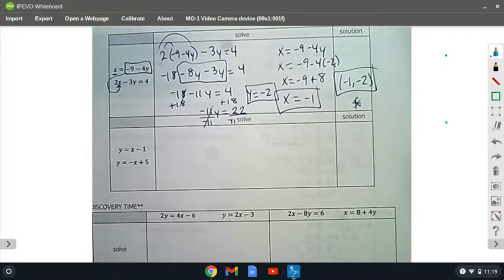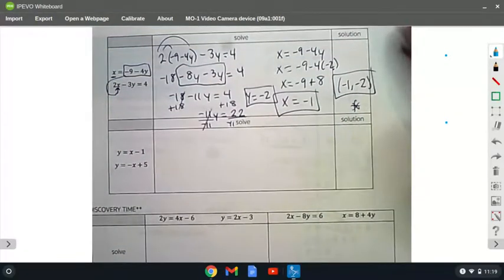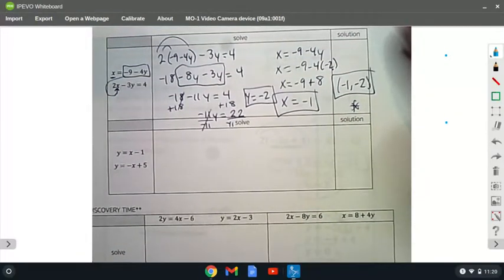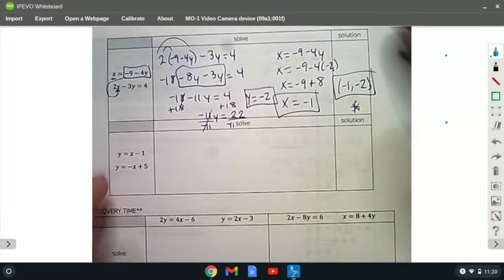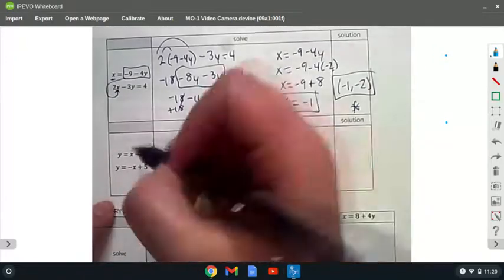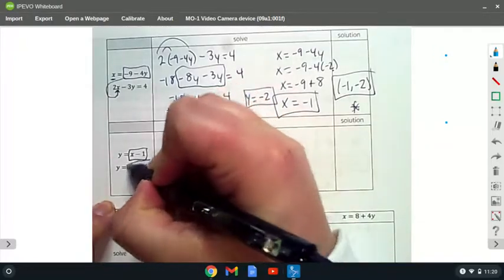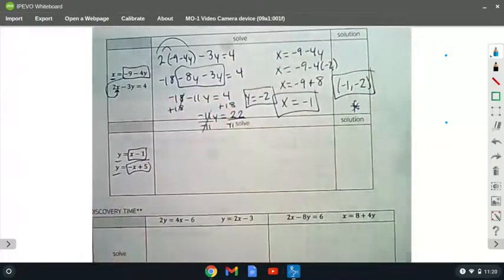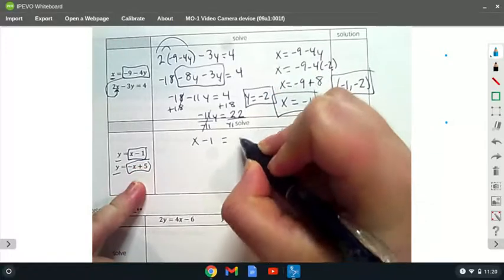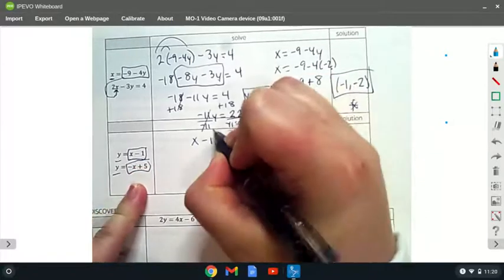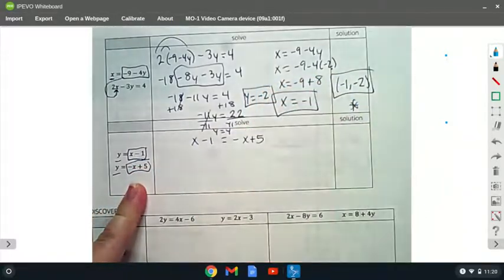So, all right. Now this is the last problem I want to do here. This one's a little different. And what's really different about it is that both of the equations are already isolated for a variable. So these are both isolated for y. Now, if both of those expressions are equal to y, then they must be equal to each other. So I can go ahead and set those two expressions, x minus 1 equal to negative x plus 5. That's the same as me saying y equals y.